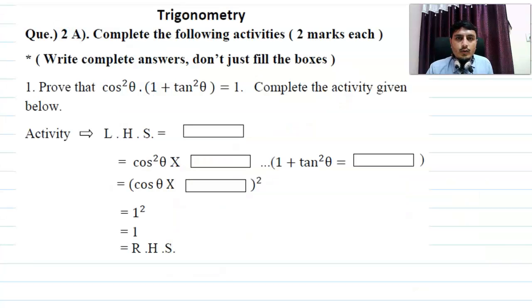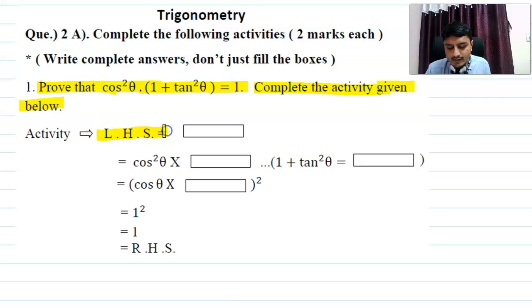In this lecture, we are going to discuss question number 2A as an activity based question and question number 2B as a solving question from the chapter Trigonometry. All questions are from the question bank provided by Maharashtra State Board. Look at the first question. Prove that cos square of theta into 1 plus tan square of theta equals 1. Complete the activity given below.